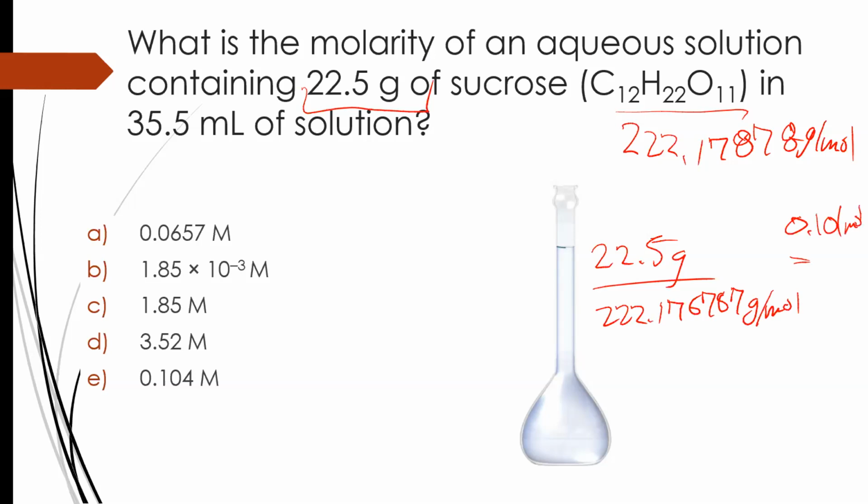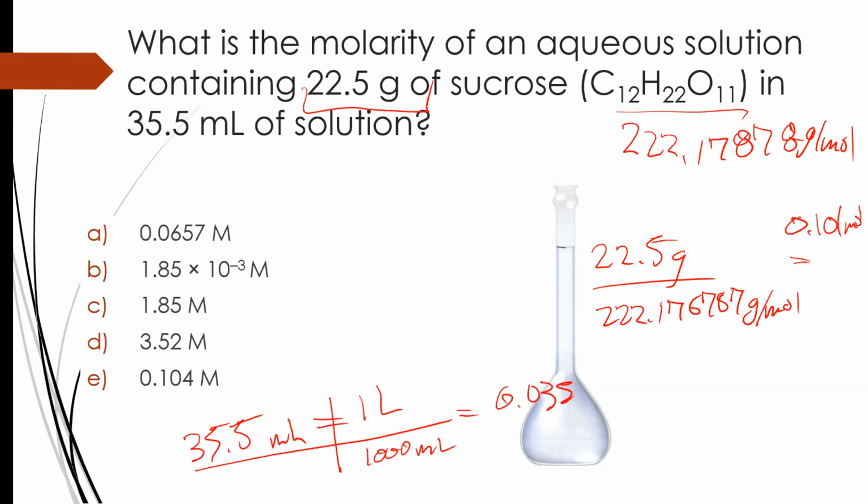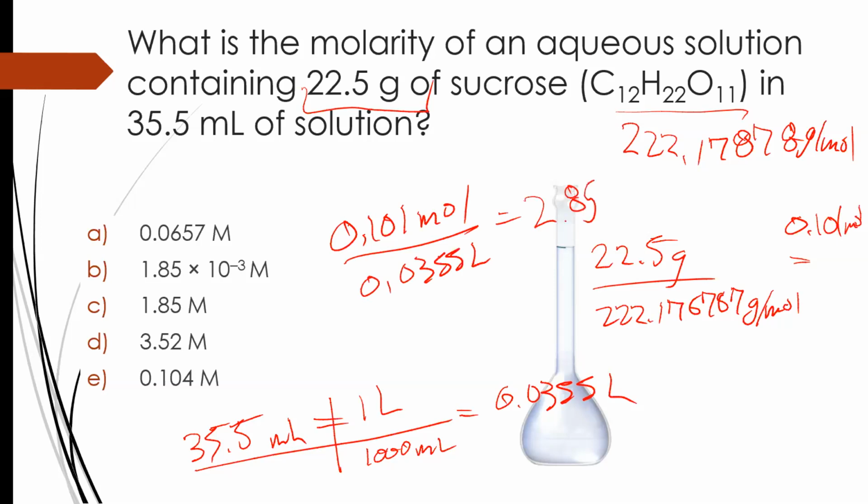We have our milliliters, 35.5 milliliters. Now I don't want it in milliliters, I want it in liters, so I need to multiply that by 1 liter is 1,000 milliliters. And then if I want molarity, then I just take my moles, 0.101 moles, divided by my liters. And we get our value 2.85.